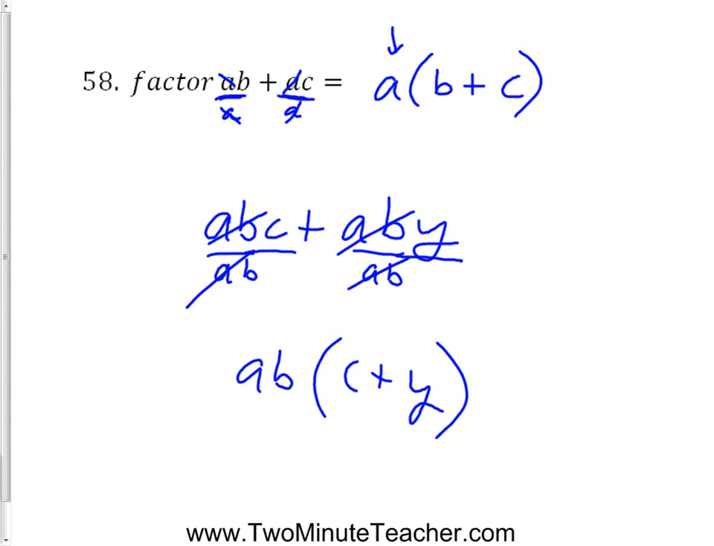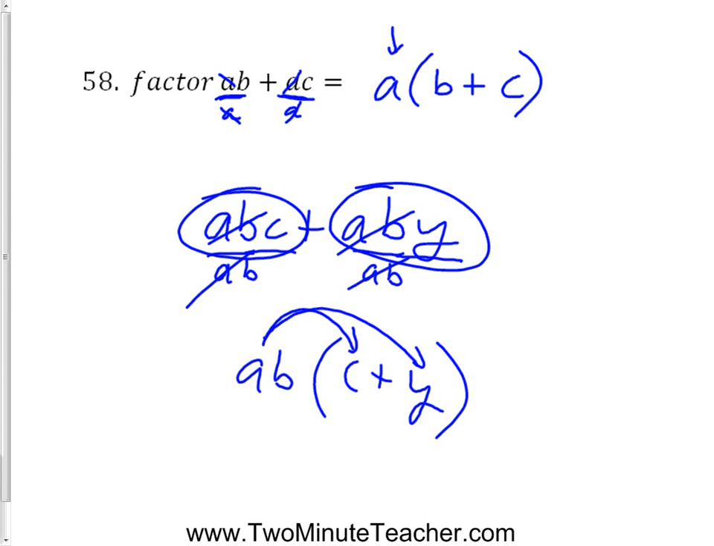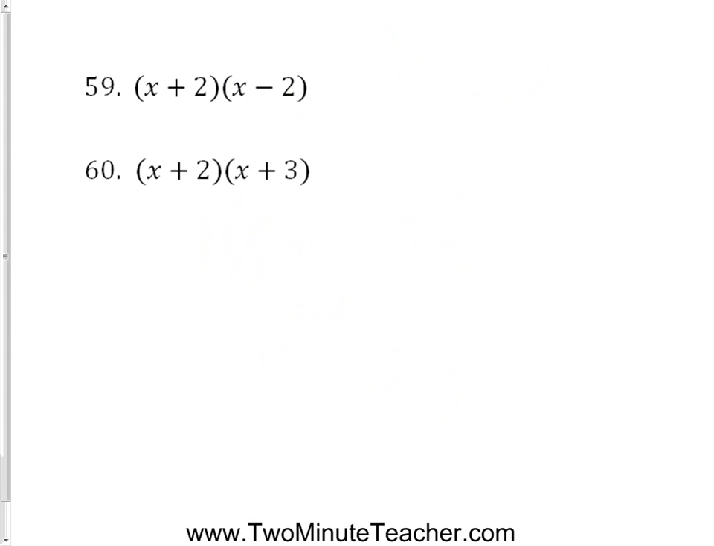And with a lot of problems in math, you can check yourself by just multiplying it up. AB times C is ABC. That's what I had in the first place. AB times the Y is ABY. That's what I had in the second place. All right, so there's some examples of that kind of factoring.